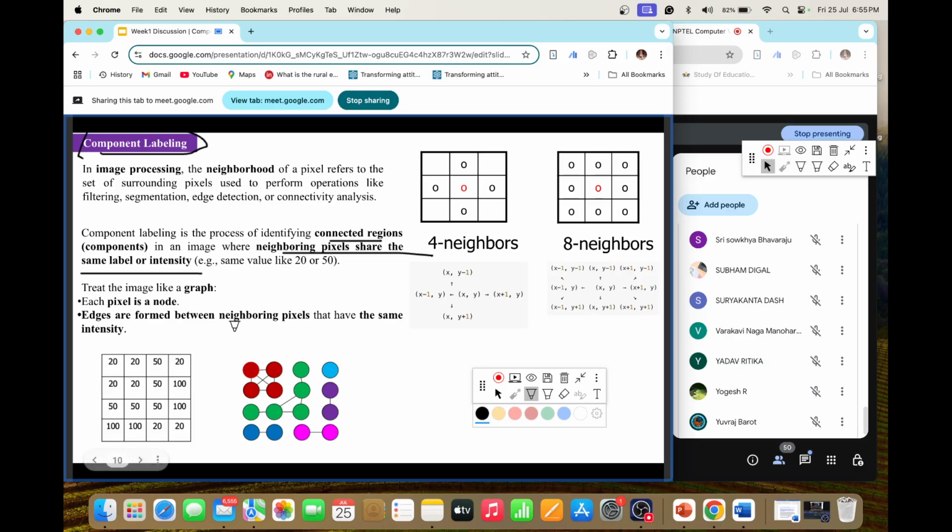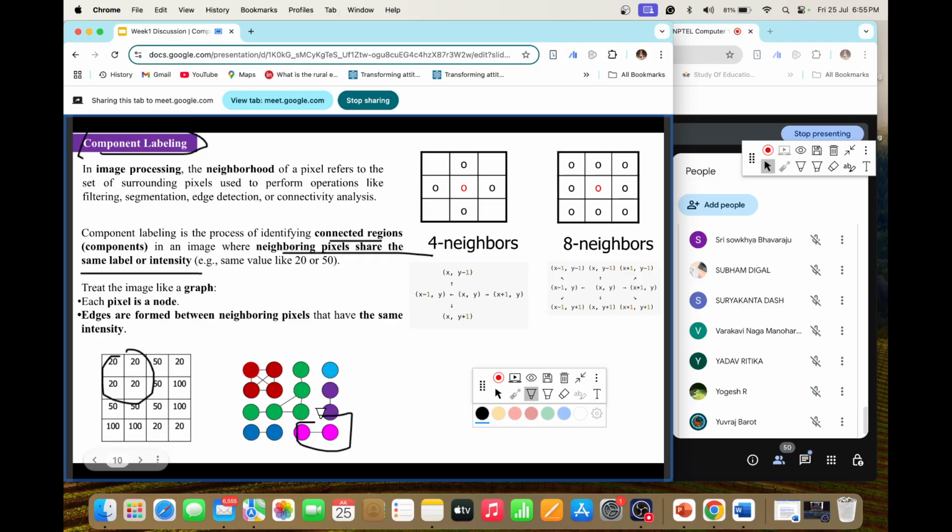Earlier, for 0 to 50 we gave this blue color. But now the pixel values which are the same, like 20, 20, 20, 20, these are the same, so for this we give one color. For 50, 50, 50, 50, 50, we give this green color. For 100, 100, the same intensity, we give this purple color. And for this 20, 20 we give this pink color.